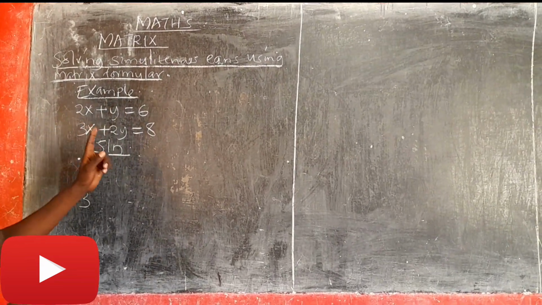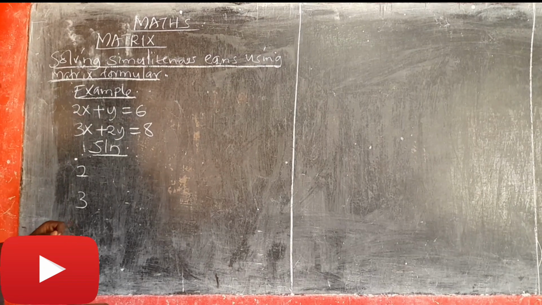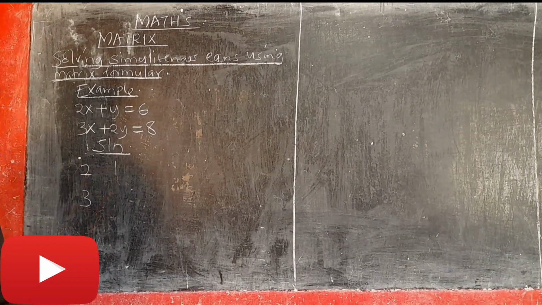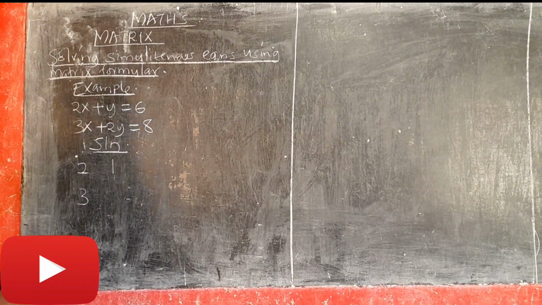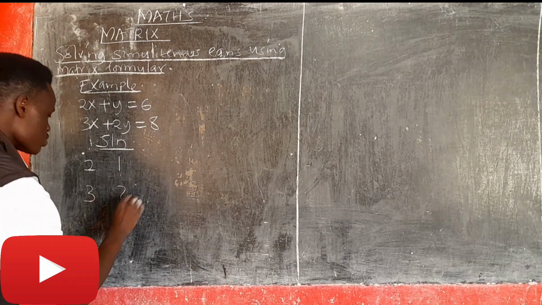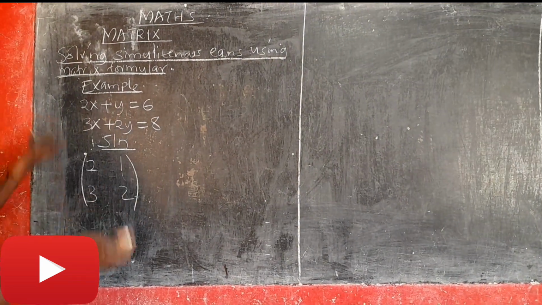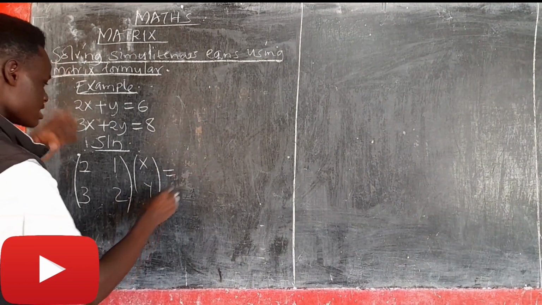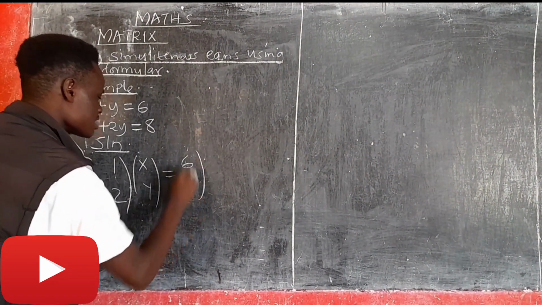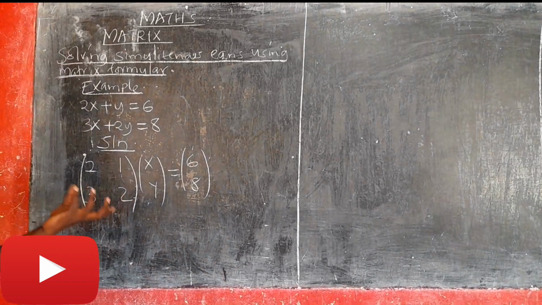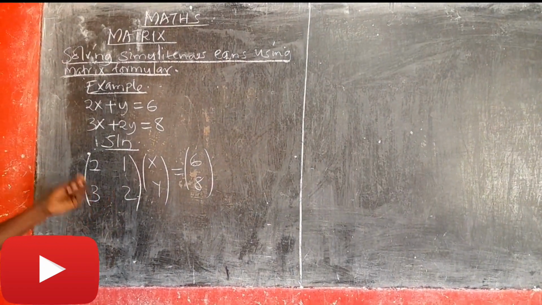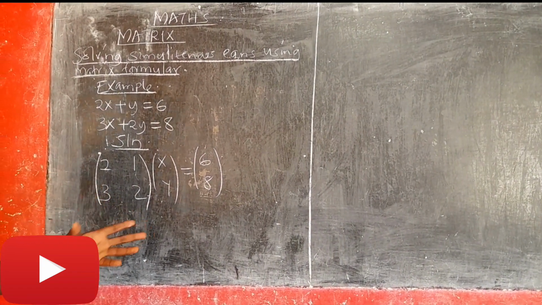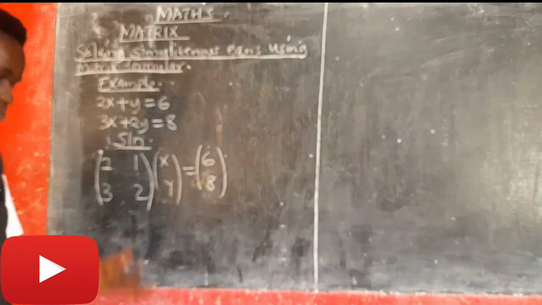Then the first equation, the coefficient of y is equal to what? 1. And the second equation, the coefficient of y is equal to 2. And now we add our unknowns as x and y. Then it is equivalent to 6 and 8. And this is where you start from, making the simultaneous equations in matrix expression.